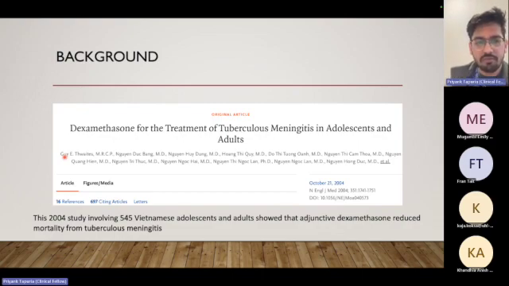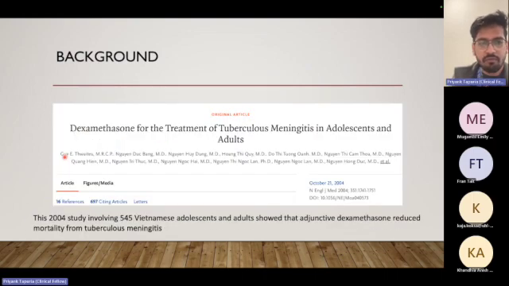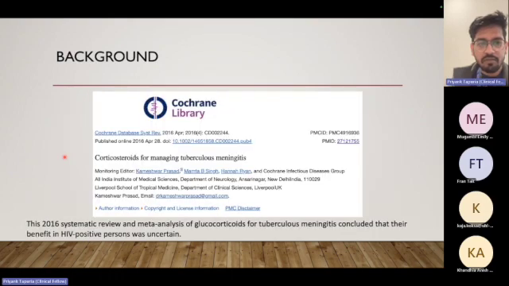These were landmark studies, done in Vietnam and Indonesia. The prior two studies I'm going to show now were also done by the same group in the same place, in 2004 and 2016. The 2004 study concluded that adjunctive corticosteroid therapy in these patients improved mortality. But in 2016, a systematic review from India concluded that there was no benefit, neither any improvement.